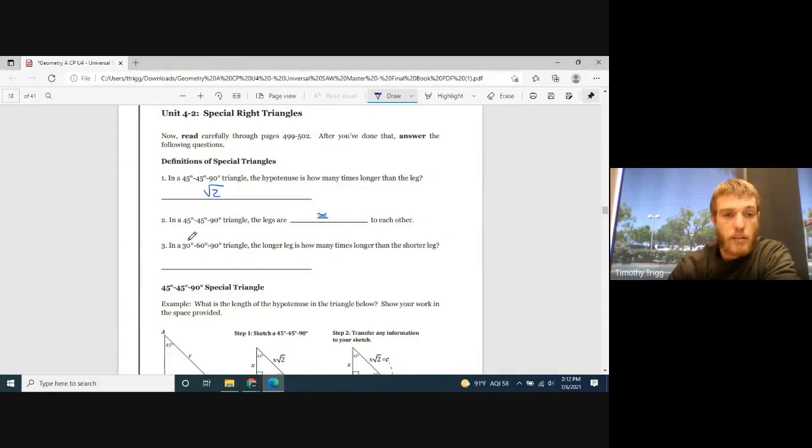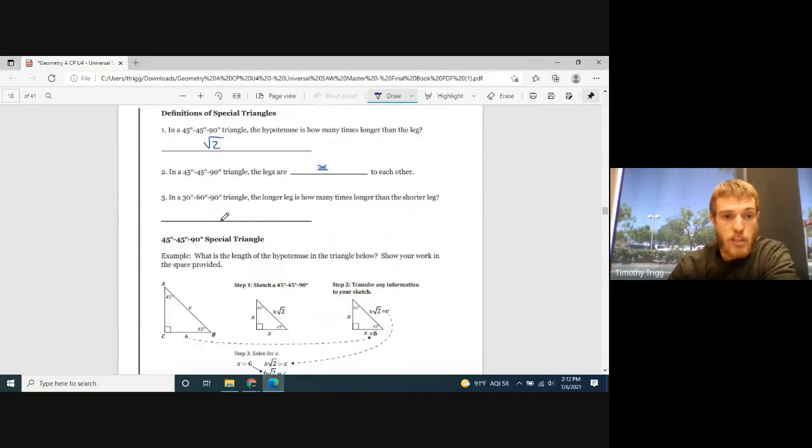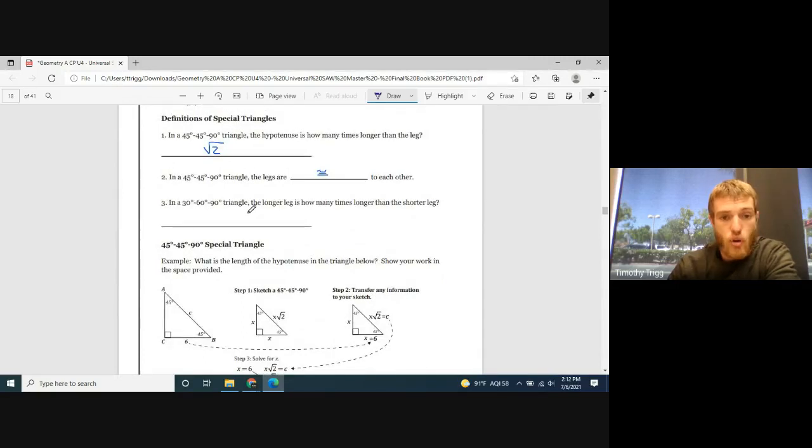Let's go to question 3 on page 10. In a 30, 60, 90 triangle, the longer leg is how many times longer than the shorter leg? It's square root of 3 times longer.